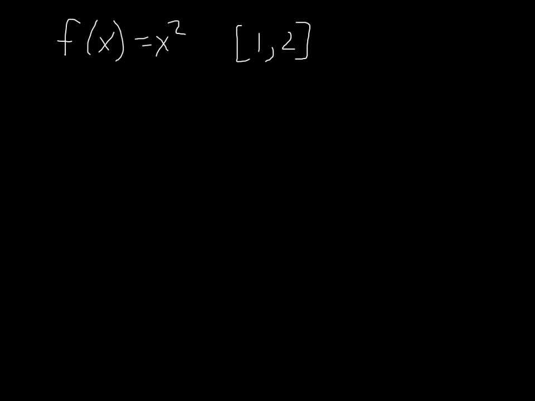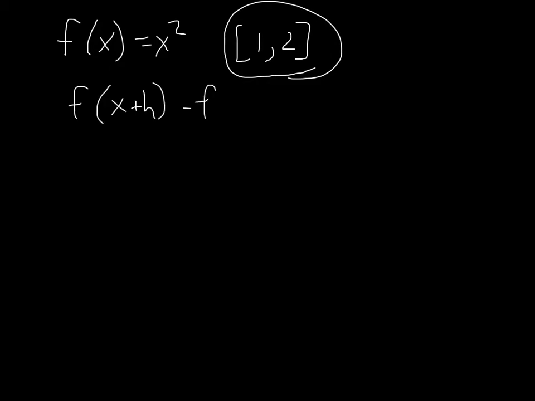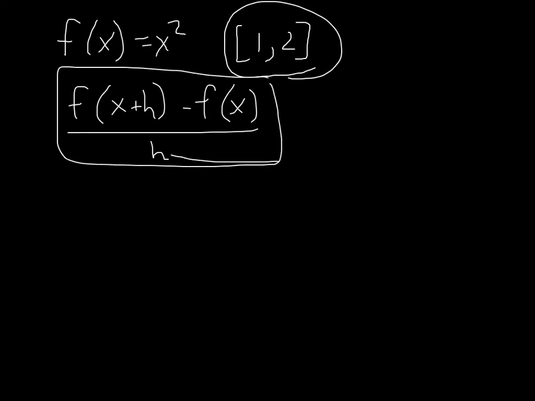Alright, so we want to use rate of change and estimate that on this interval, but we want to use the difference quotient, which would be f of x plus h minus f of x all over h. And this is just our rate of change using h, and reminder that h right here represents delta x, or the change in x.